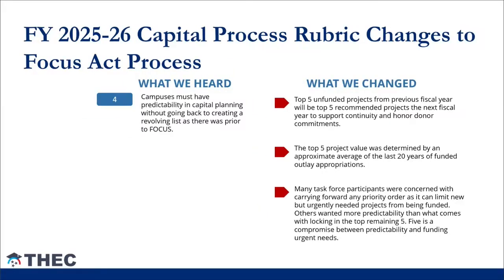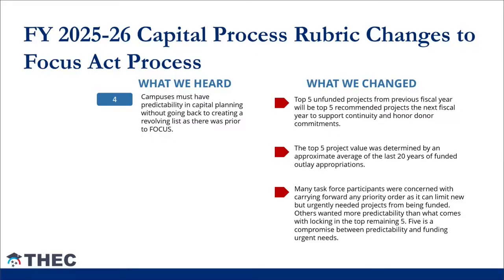And then 4, this is probably the most divided that we had on the capital task force, the need for predictability from one year to the next. What I'm ranked at this year should be a little bit more predictable so I know next year where I would land.